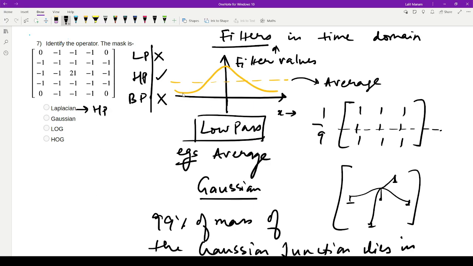Gaussian is a low pass filter. All values are positive, so it's a low pass. Fine. What about LOG, Laplacian of Gaussian?